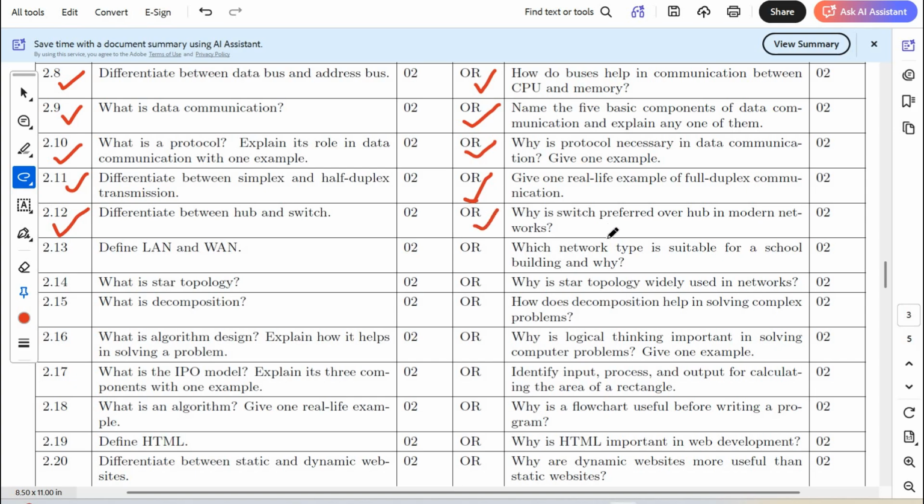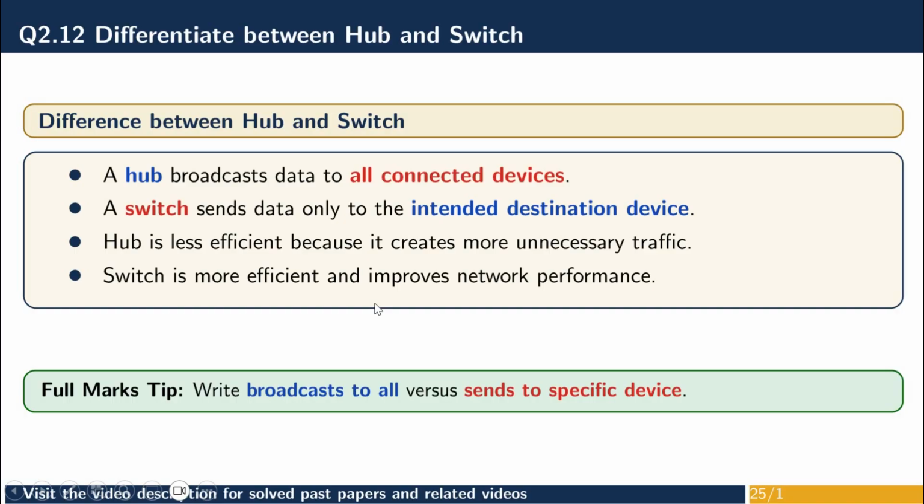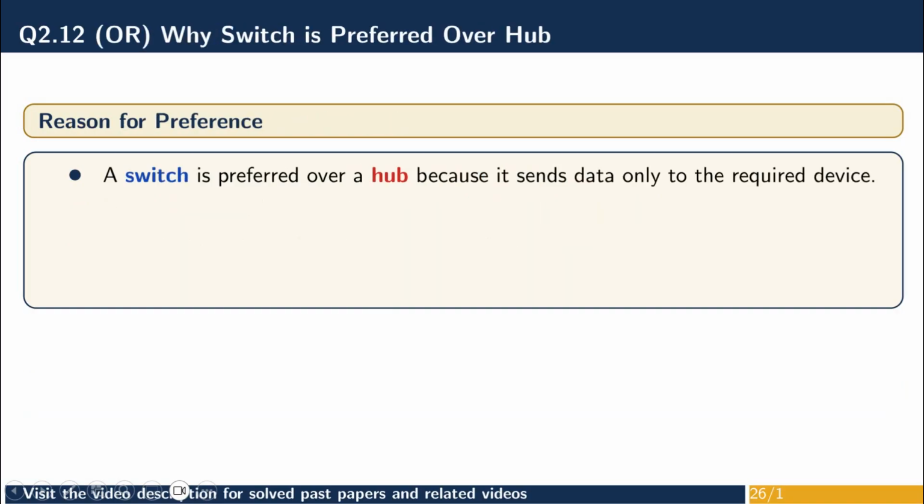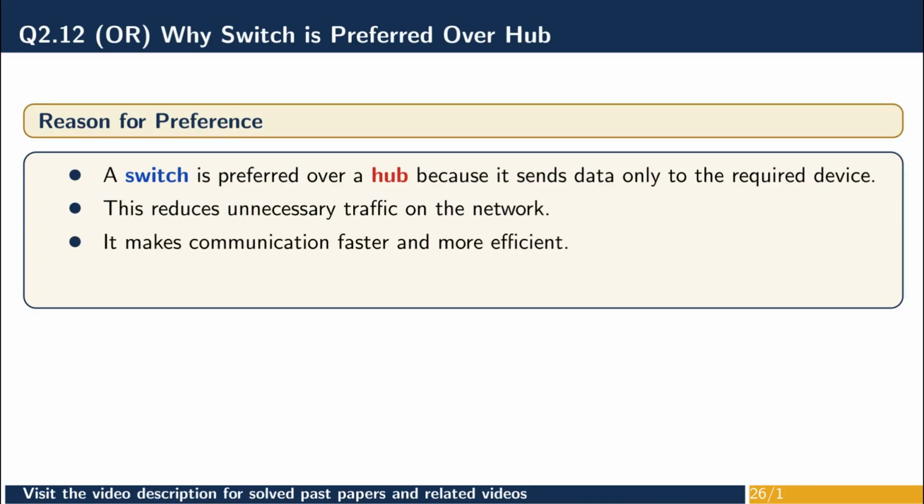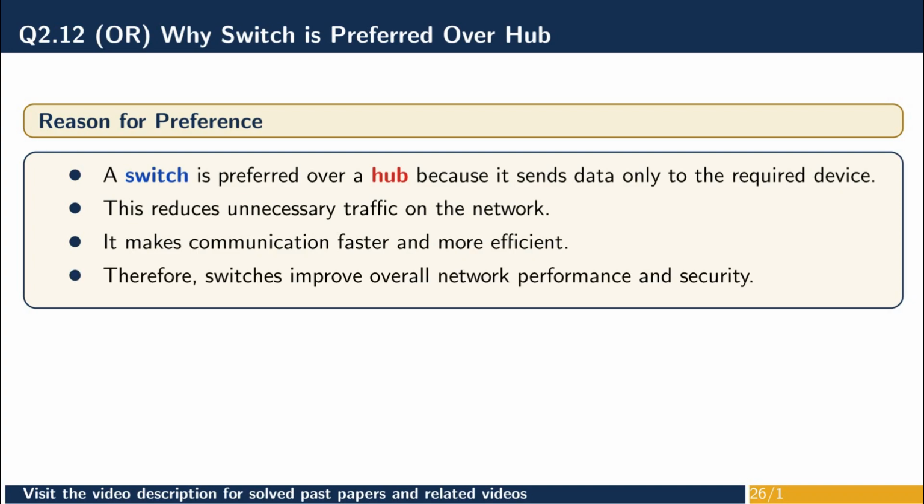Or option is, why is switch preferred over hub in modern networks? A switch is preferred over a hub because it sends data only to the required device. This reduces unnecessary traffic on the network. It makes communication faster and more efficient. Therefore, switches improve overall network performance and security.